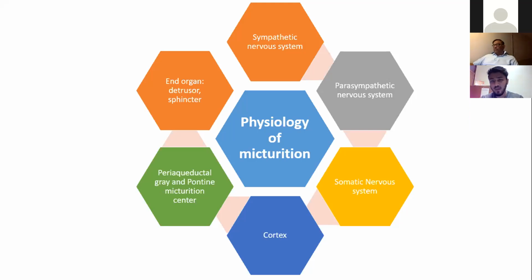Now, I'm in my senior year of residency, urology, and if I was to see this as the first slide in a presentation that is based on physiology, and I see sympathetic nervous system, parasympathetic nervous system, somatic nervous system, cortex, periaqueductal gray, pontine micturition center, end organ, detrusor, sphincter, etc., I would probably lose interest right there and think this is something I've long forgotten, and I will not be able to grasp much out of this. So I have done my best.